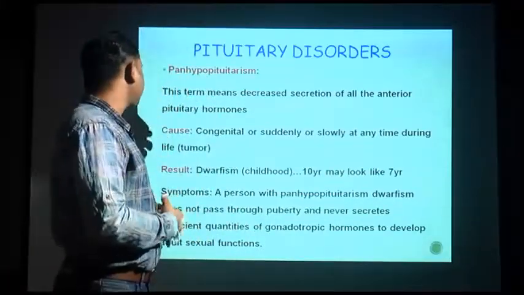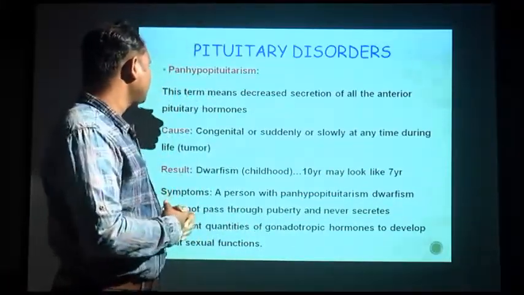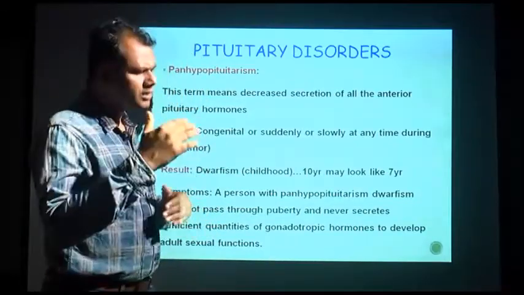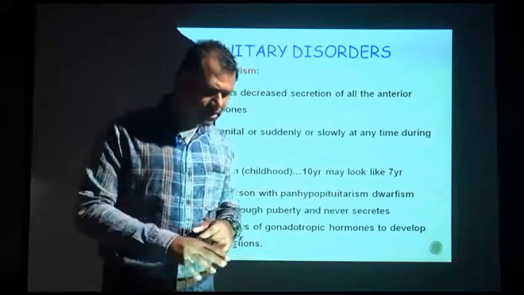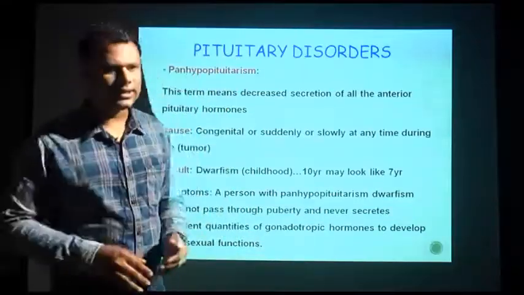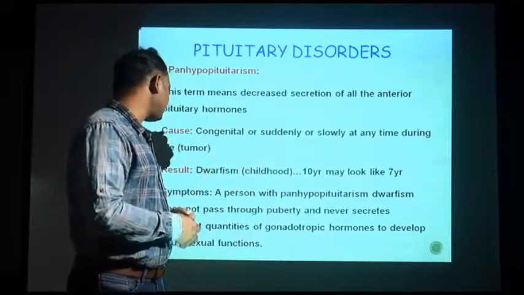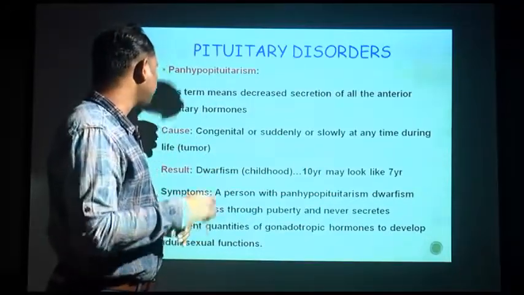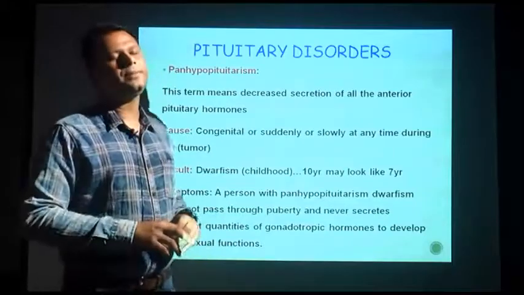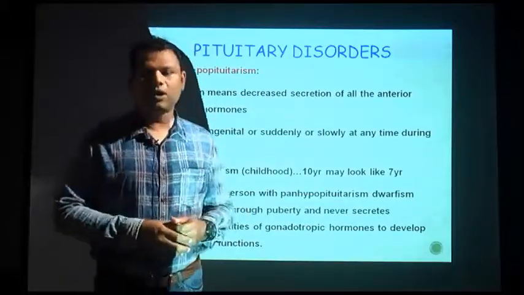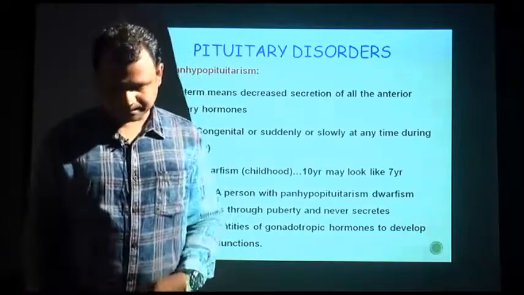The symptoms related to dwarfism or panhypopituitarism are that the boy or girl will not attain maturity. That means adolescence will not be achieved, so puberty will not be achieved. Sufficient quantities of gonadotropic hormones will not be formed, so proper gonadal development will not take place.